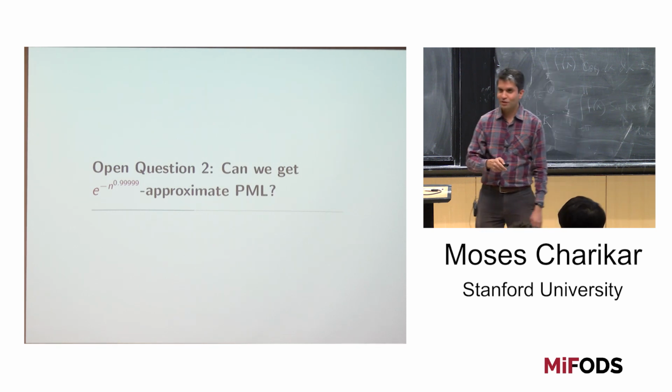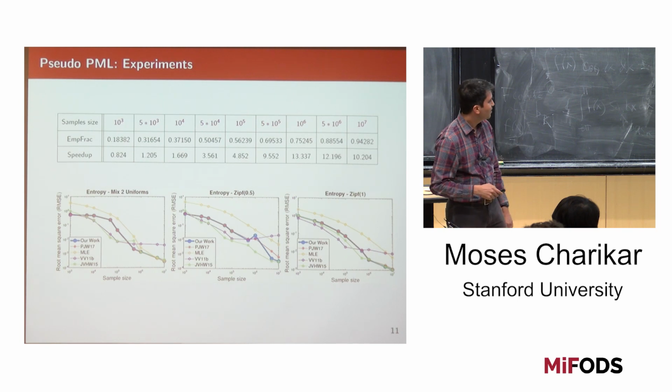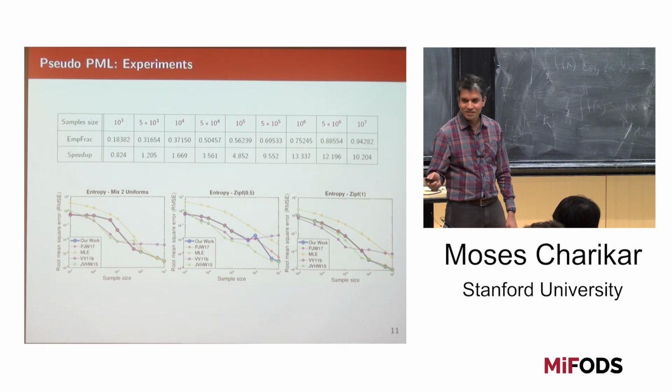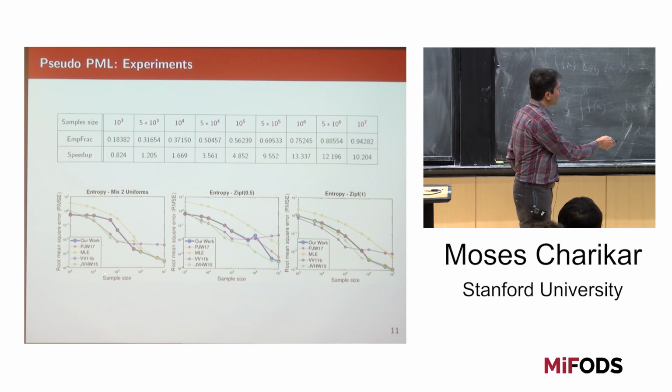Can I ask a question? Sorry. So you're always overlapping with the Valiant and Valiant? No, actually, good observation. We're always overlapping with this one, which is PJW17.